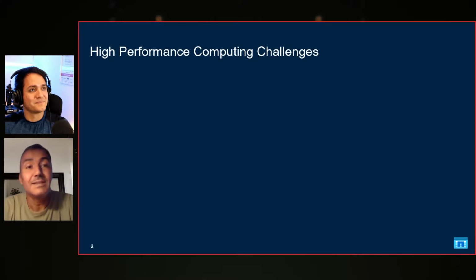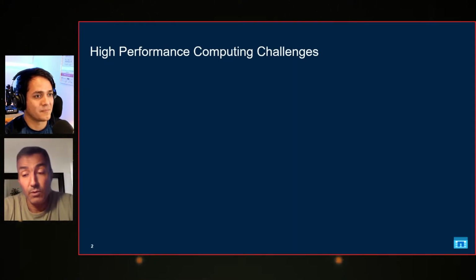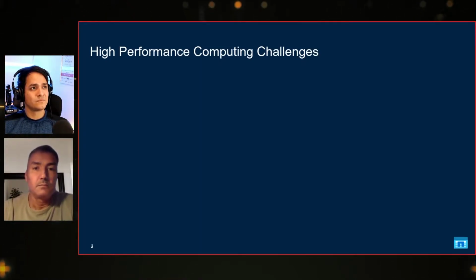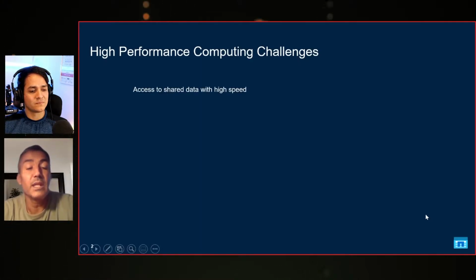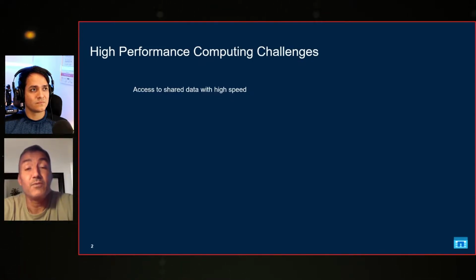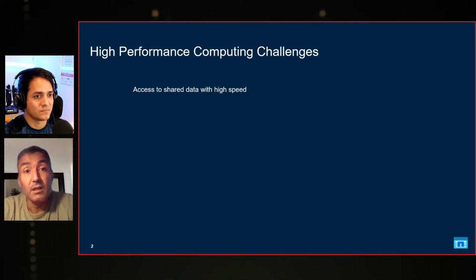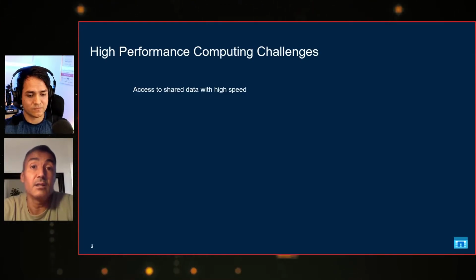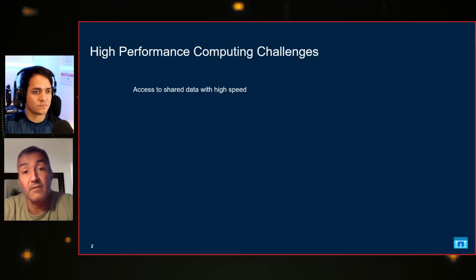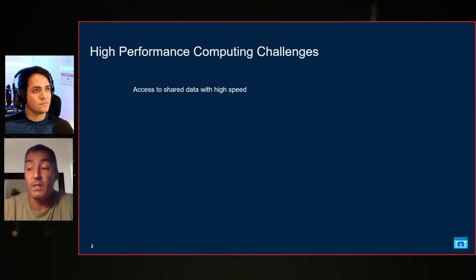So what are the challenges of HPC workloads in general and particularly in the cloud? Access to shared data with high speed. That's very important. With Azure NetApp Files, you have high performance, so high throughput and IOPS. Azure NetApp Files can offer over 250K IOPS per volume, and it also offers three service levels: standard, premium, and ultra, with different performance levels. So you are guaranteed to have high performance with Azure NetApp Files.